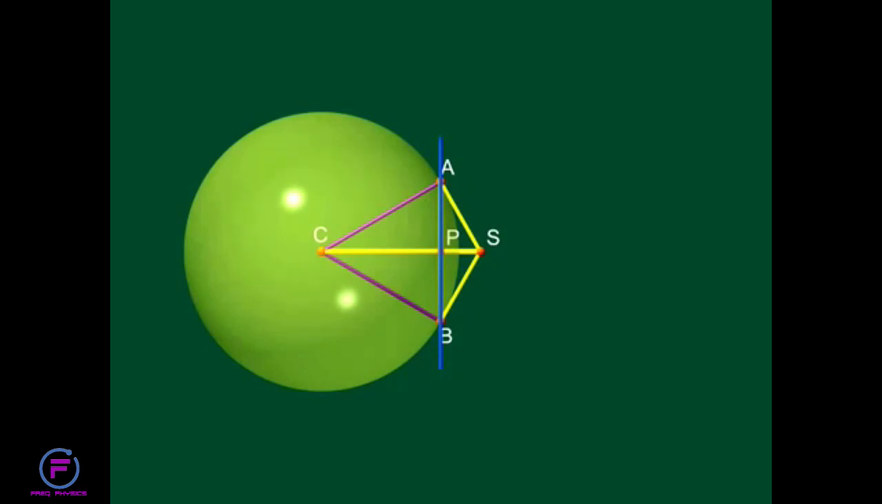Of course, the line CS is again a symmetry axis for our figure. Why? Well, because the triangles CAS and CBS are equal. Why? Because they are both right-angle triangles having a common hypotenuse, and the sides CA and CB have the same length. Why? Well, because these are two radii, of course.